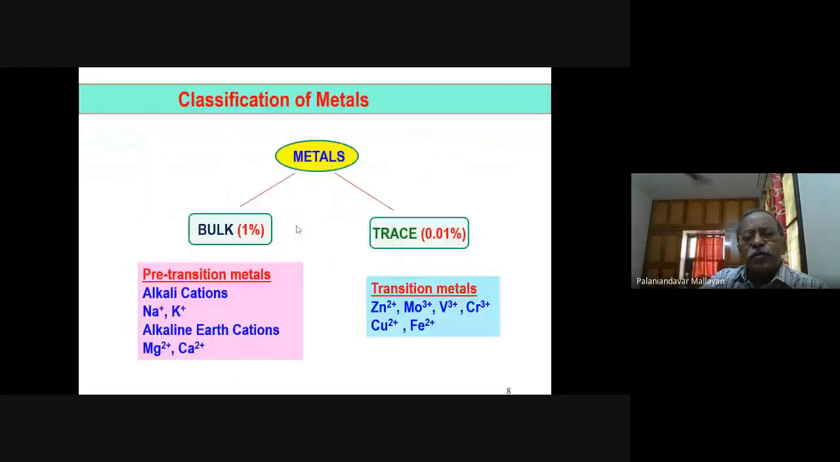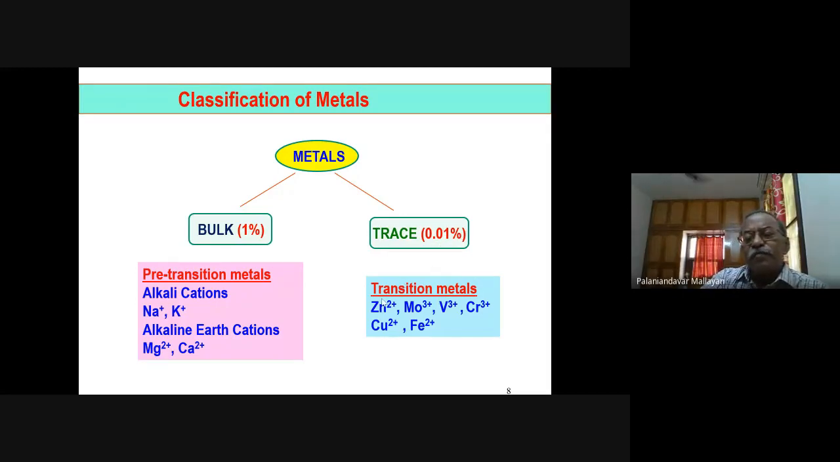I also consider that this is an occasion for me to tell you how metals are dealt with in bioinorganic chemistry. When metals are present in our body in very high concentration, that is 1%, they are called bulk elements, or macronutrients or bulk electrolytes. They are nothing but the pre-transition metals, that is alkali cations and alkaline earth cations. And when the metal ions are very small in amount, catalytic amount, we have the transition metals. This is the important point I want to emphasize.